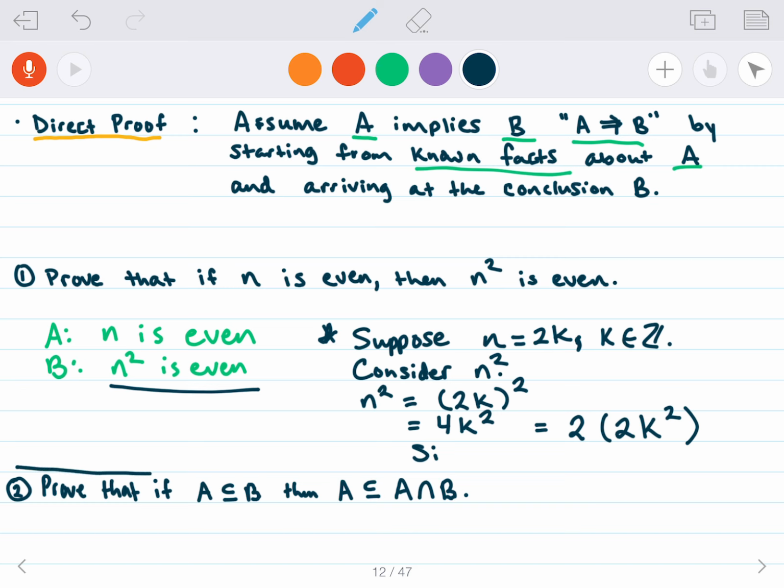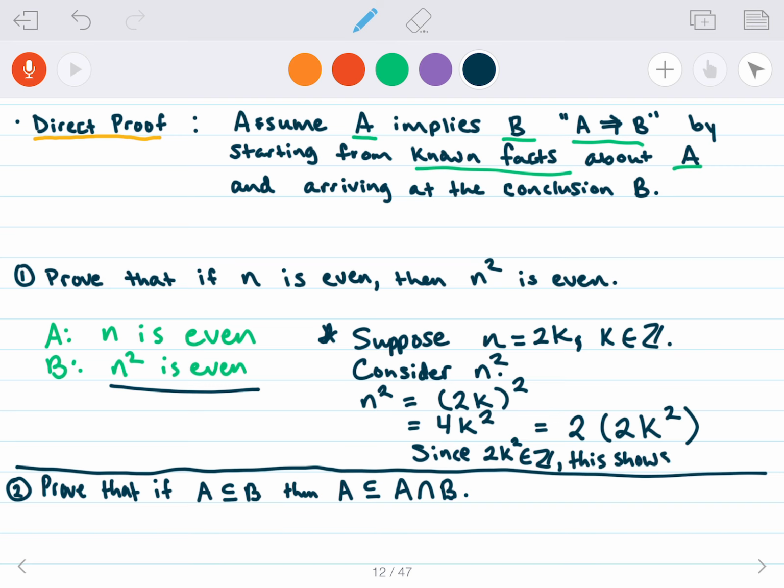Let's see. Maybe I'll just draw a line right here. Since 2k squared is an integer, this shows, and I'm going to write all of this out at first, but not forever, just to give you the intuition. This shows n squared is even. Right? All right. Let's do another one.